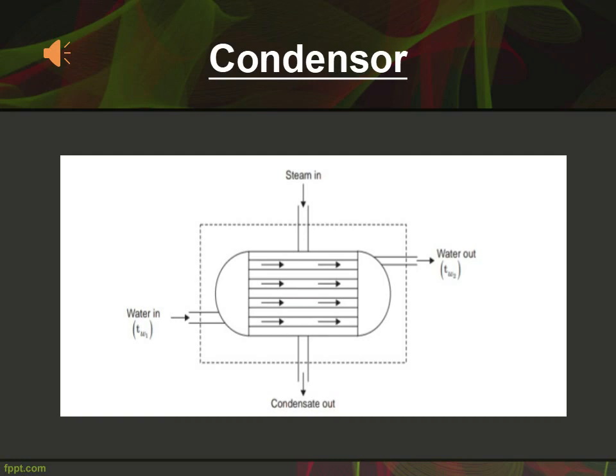So let's start with the condenser. Now if you look at the diagram of the condenser, then we will find that the steam is entering through the upper pipe and it is condensing out through the lower pipe. Similarly, the water is entering through the left pipe and it is coming out through the right pipe. Now the part which is enclosed inside a box is considered as a system.